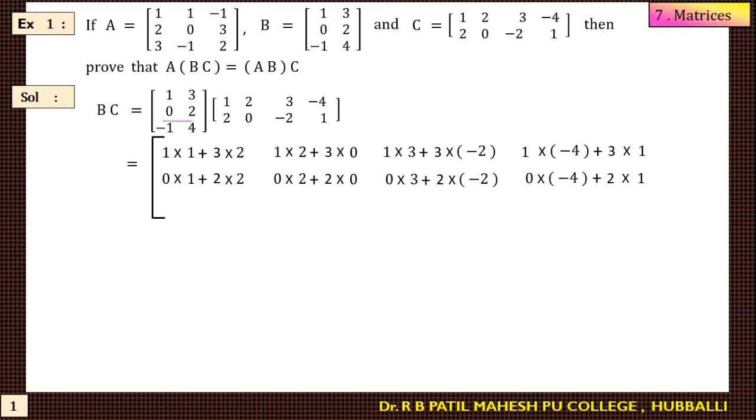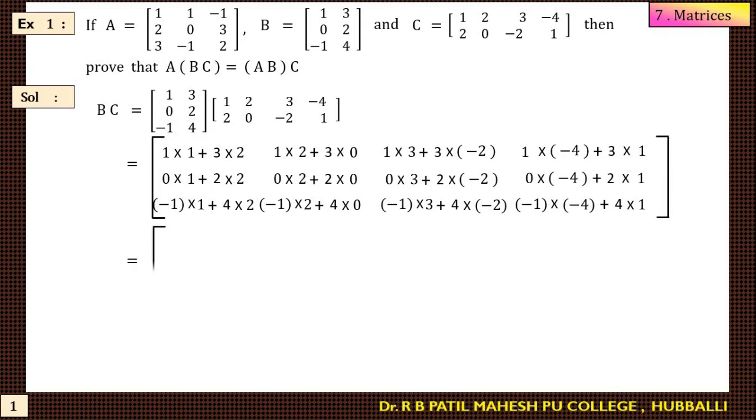Next, the third row with the first column elements, we have to operate -1 into 1 plus 4 into 2. Next column, -1 into 2 plus 4 into 0. Next third column elements, -1 into 3 plus 4 into -2. Next fourth column elements, -1 into -4 plus 4 into 1. So all columns are completed, as well as in the first matrix all rows are completed. Therefore this completes the matrix product BC.